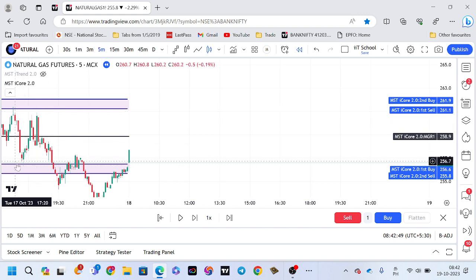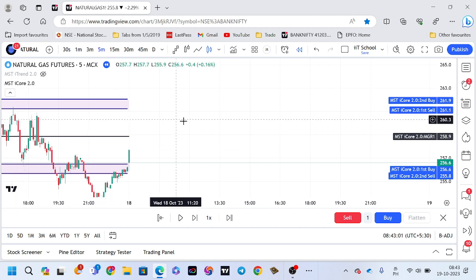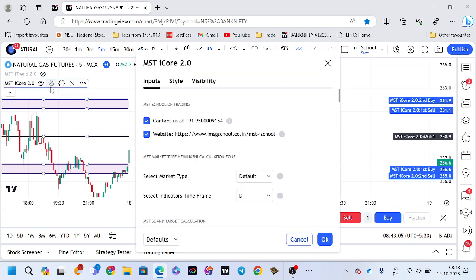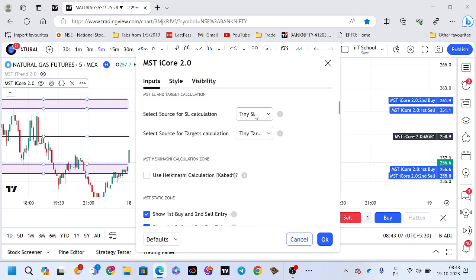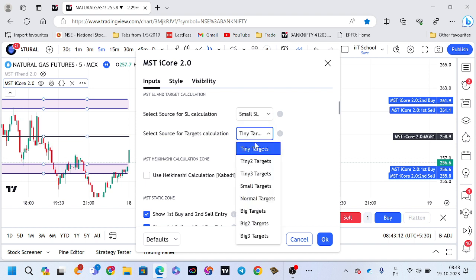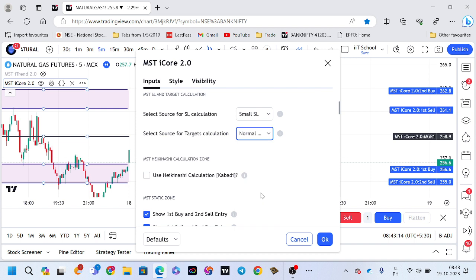But here we can follow some extra additional filtering methods I have used here: bullish engulfing, bullish R3C, and similarly bearish engulfing and bearish R3C. If you follow such patterns, you can use them. Since it is natural gas, we are supposed to keep a small stop loss and small target. If you are keeping a 1:2 ratio, then you can go for a small stop loss and normal target.